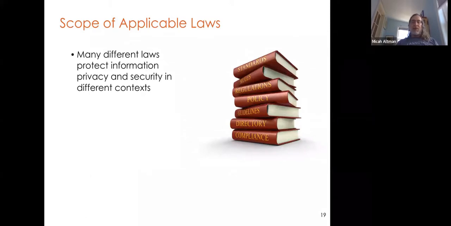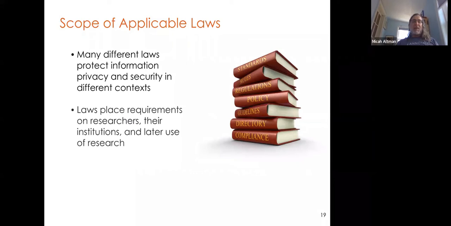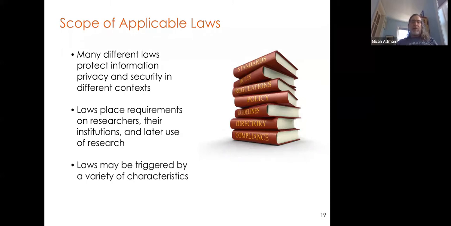Now, there are many different laws. I am not a lawyer. This is not legal advice. And they place different sorts of requirements. I'll talk about some of the privacy concepts underneath the law and hope that this presentation will help you identify some possible legal issues. But it is not a substitute for legal advice. And the requirements and triggers for these requirements, and even the definition of the same word, say anonymity, vary from law to law.